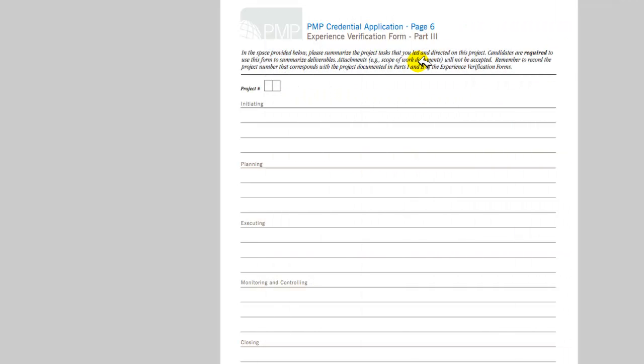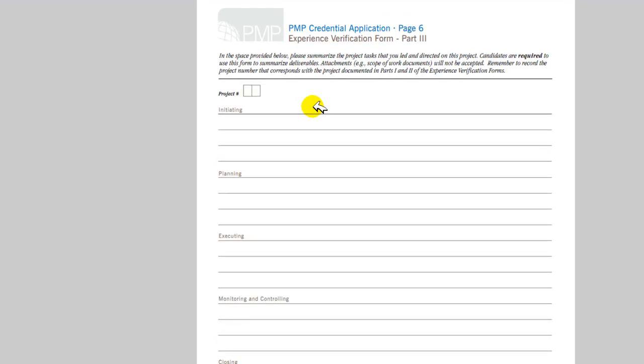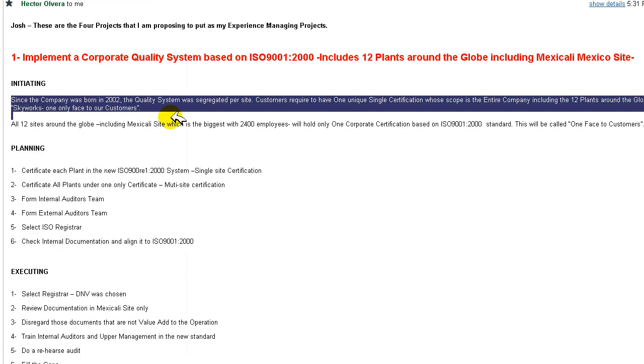All right, so this is summarizing the project tasks that you led and directed on this project. What they're looking for here is a way for you to summarize the deliverables, but I think it's probably more along the lines of what you actually did in the project management process. This sounds to me like the reason why the project was initiated, and the scope of the project.